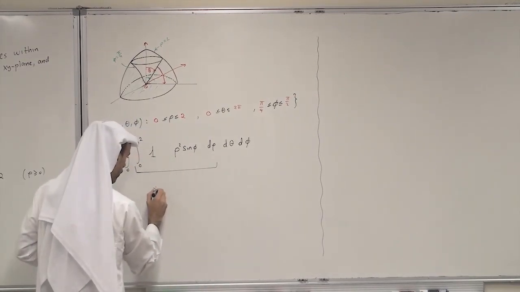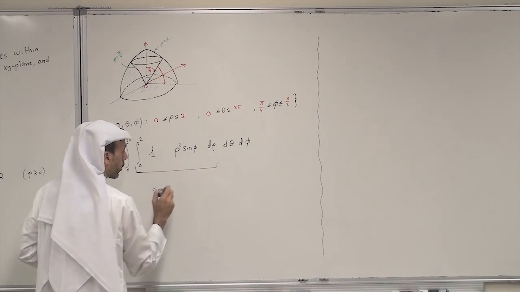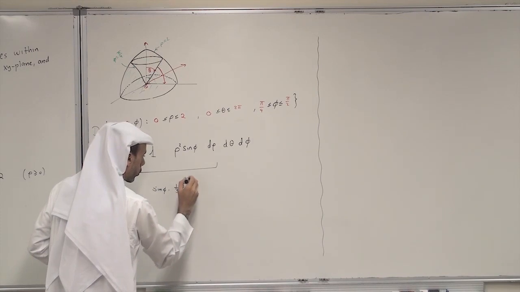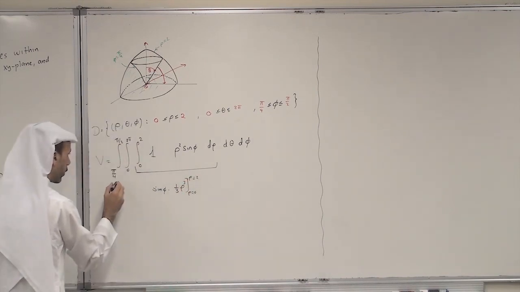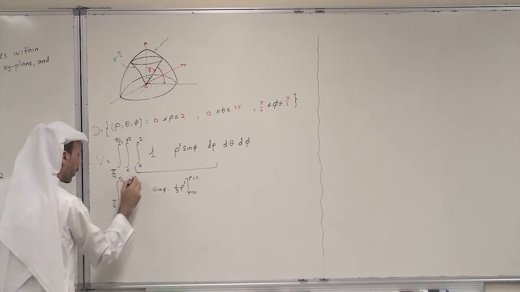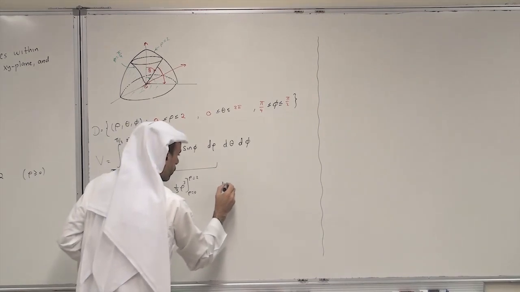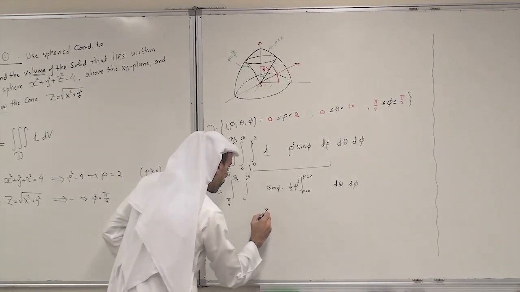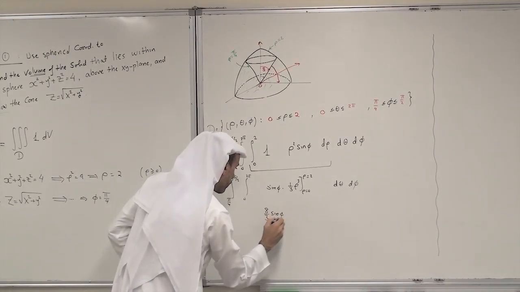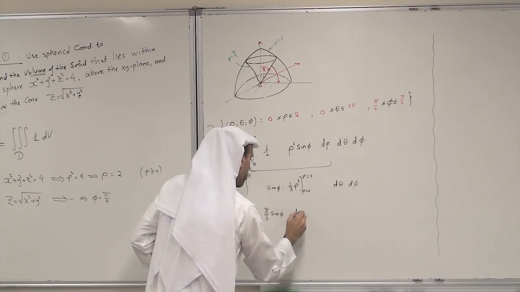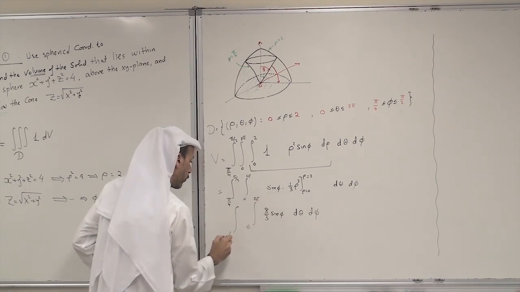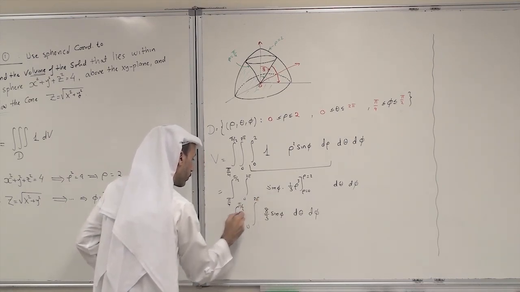So sine phi is a constant. Integral of rho squared is 1/3 rho cubed, from rho equals 0 to rho equals 2. And we have the other two, pi over 4 to pi over 2, 0 to 2 pi, d theta, d phi. When you substitute, we get 8 over 3 sine phi, d theta, d phi.